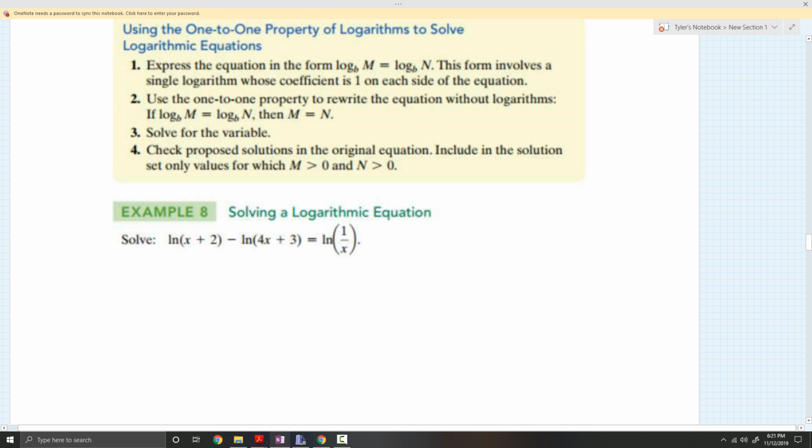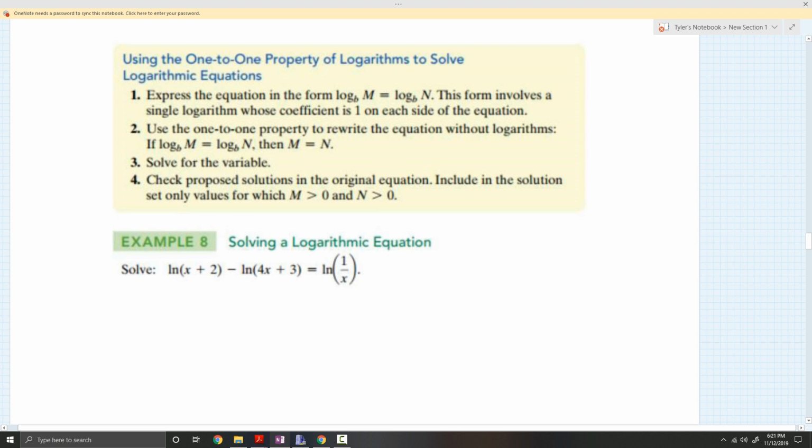All right, so now what we want to do is look at another type of equation. This is using what's called the one-to-one property of logarithms, and we've already mentioned that. Essentially, if you have an equation of the form log base b of m equals log of that same base of some other expression n, then that implies that m equals n. It's kind of like doing what we did when we took the log of both sides, in reverse, if you will.